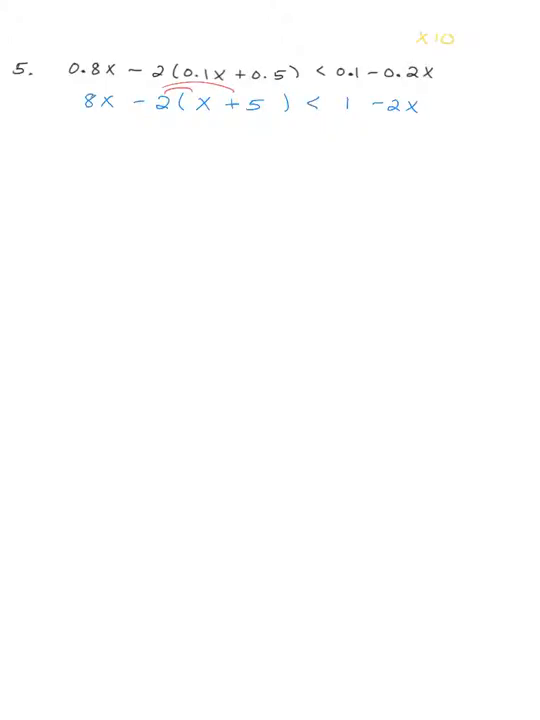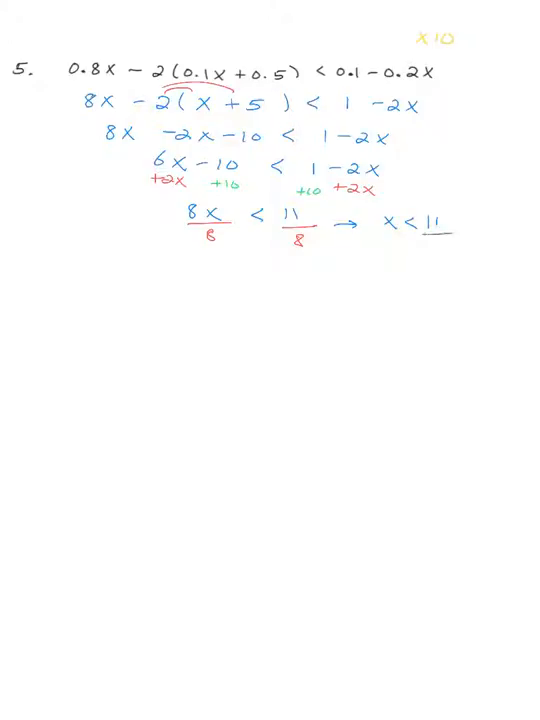I'll now distribute this negative 2. Combine like terms. I can now add 2x to both sides, but also add 10. You can do this all in one step, no problem. So that's 8x is less than 11. Dividing both sides by a positive number 8 gives me my final answer of x is less than 11 over 8.